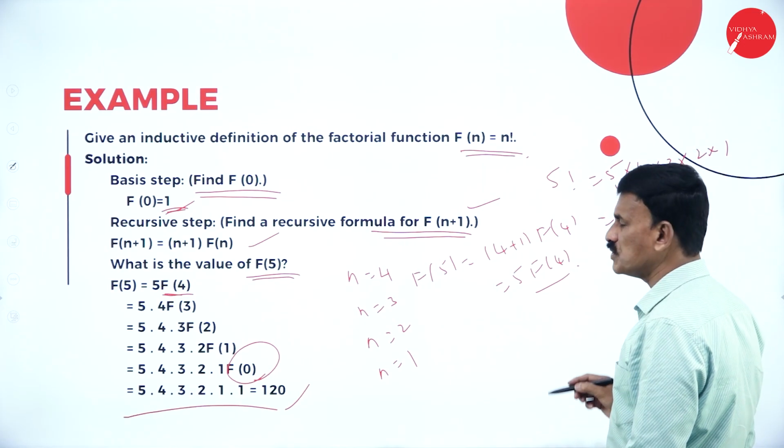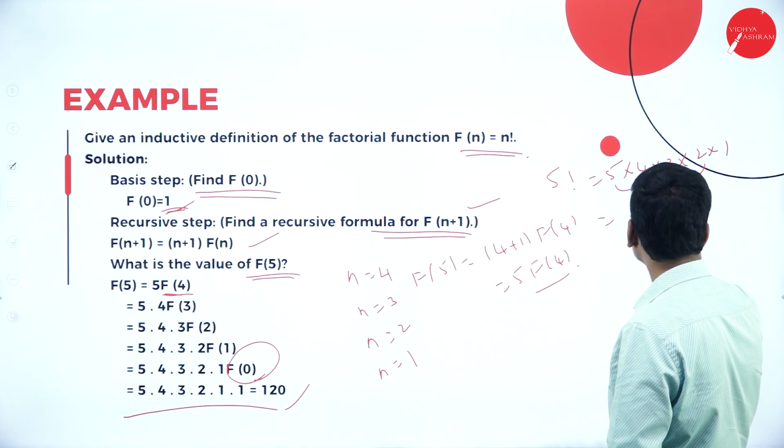5 factorial is 5 into 4 into 3 into 2 into 1. What is this? 5 fours are 20. 20 into 3 is 60. 60 into 2 is 120.